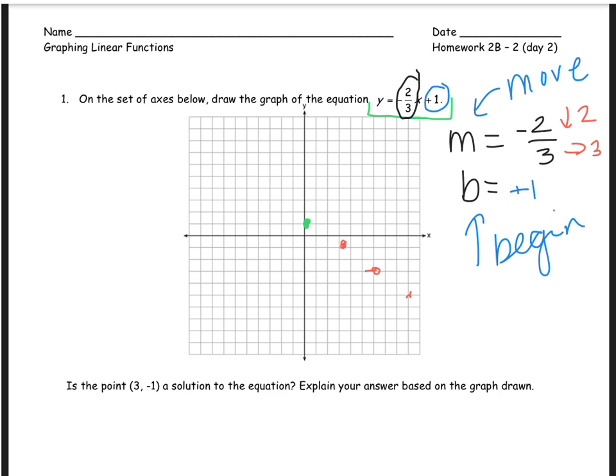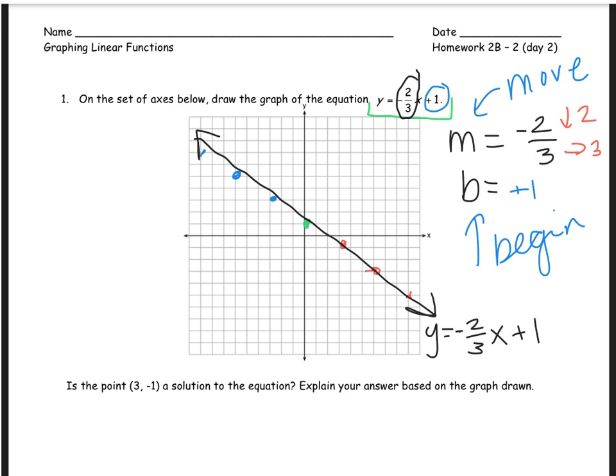Now, if I want to graph points to the left of the y-intercept, I'm going to do the opposite thing. Instead of down 2, right 3, I'm going to go up 2, left 3, up 2, left 3, up 2, left 3. Now, this is just a collection of points. It doesn't really look like a line yet until I connect those points. You're going to want to also label your line: y equals negative 2/3 x plus 1.